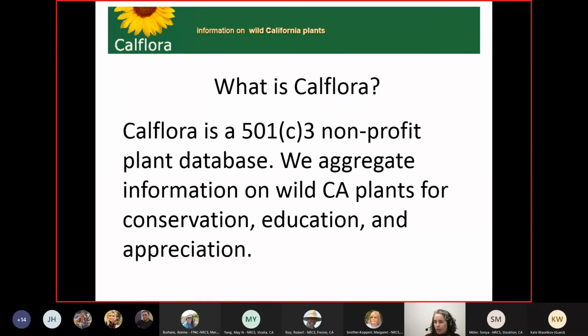What is Calflora? We are a 501c3 nonprofit. We celebrated our 20th anniversary last year, and we aggregate information on wild California plants for conservation, education, and appreciation. And aggregate is the important verb there, because it's not only observations that people put in directly into Calflora, but we pull from other sources, including CCH2.